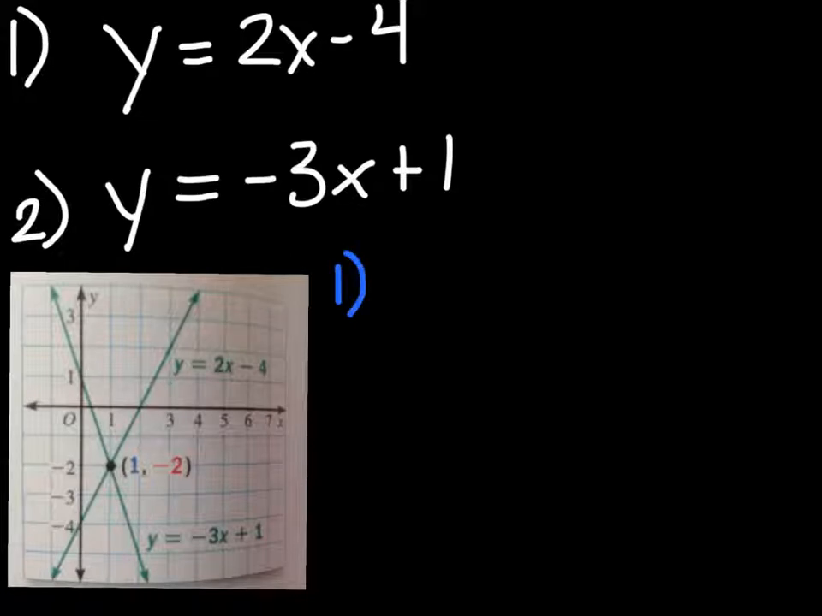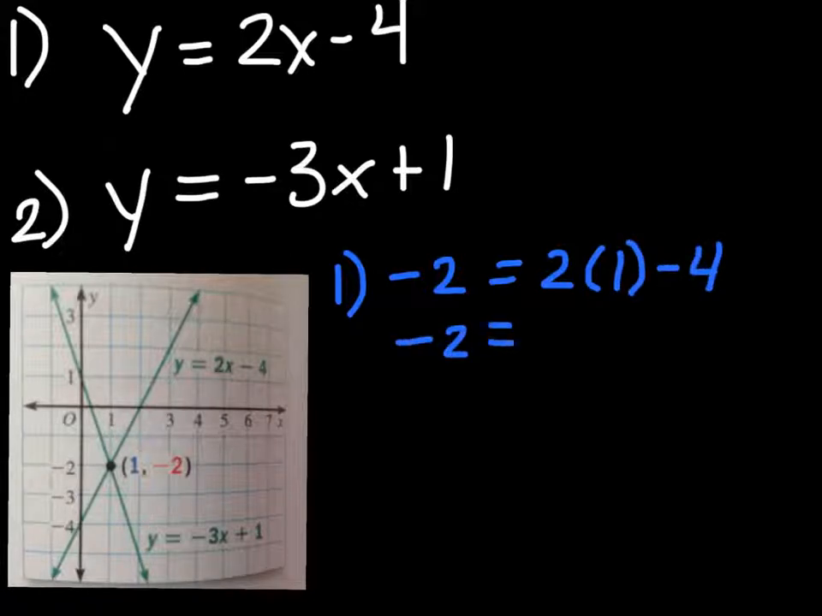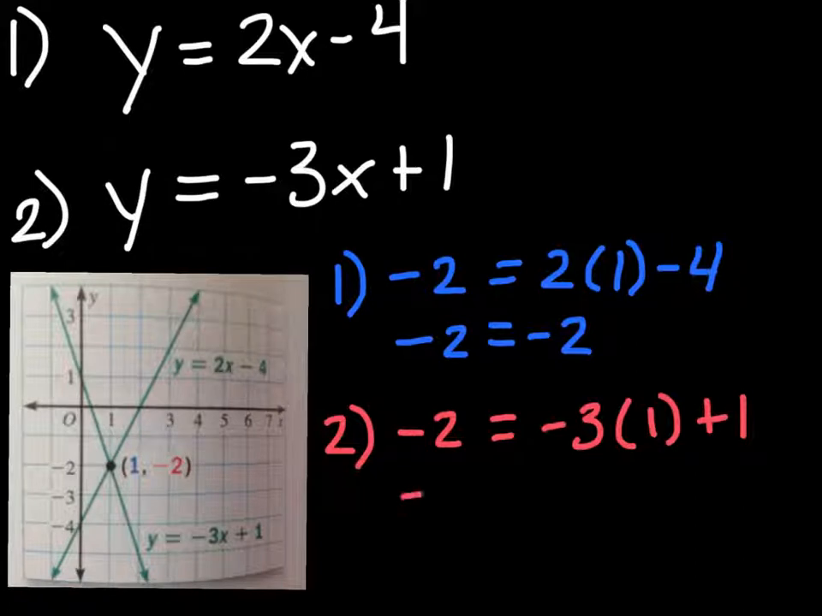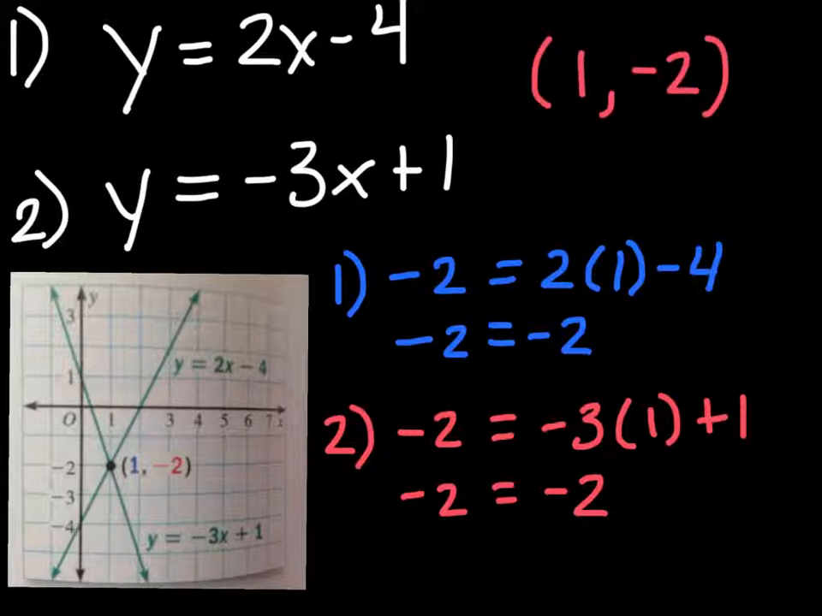So let's use equation 1 first. We're going to substitute negative 2 for y and 1 for x. And this gives us negative 2 equals negative 2. Okay, so it works for that equation. Now let's work through equation 2. Y, or negative 2, equals negative 3 times 1 plus 1. Well, that also works. Negative 2 equals negative 2. So we can safely say that a solution to this system of equations is 1, negative 2.